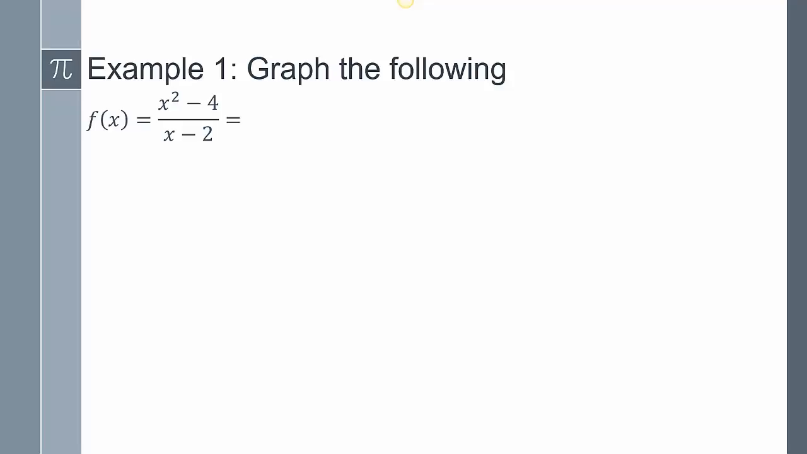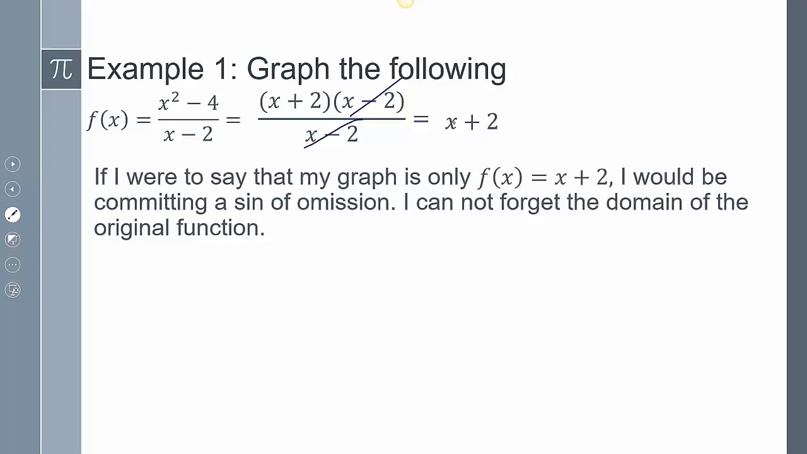Now, even though it's eventually going to simplify into a linear function, we have to examine the domain still. So if I were to factor the top, it would factor into x plus 2 and x minus 2. Now these x minus 2's cancel out, and so I'm left with x plus 2. Now even though I can graph this x plus 2, it would be almost like a sin of omission if I were to ignore this x minus 2 that canceled out, because it is part of this function. So even though I may use the x plus 2 as part of my graphing, that x minus 2 that I canceled out is still part of my function.